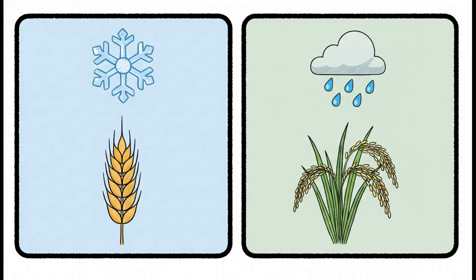Okay, this slide right here, this is your golden ticket for revision. Seriously, you might want to grab a screenshot. On one side, you have Rabi, sown in winter, harvested in summer, key crop is wheat. On the other side, Kharif, sown with the monsoon, harvested in autumn, key crop is rice. If you remember this, you've totally mastered the core concept.